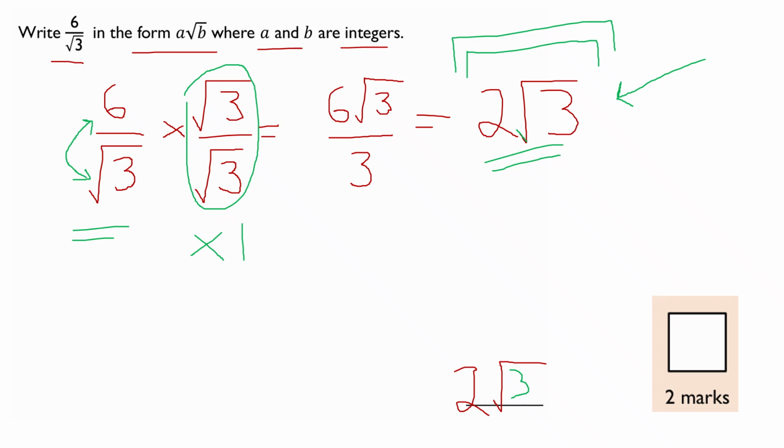It doesn't actually change the value. So 6 over root 3 is exactly the same value as 2 root 3. I'm just writing it in a slightly neater form. I hope that makes sense.